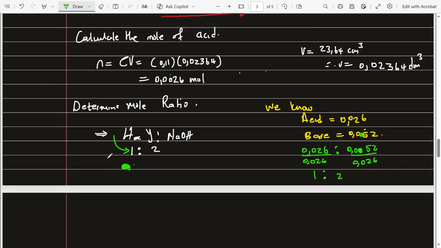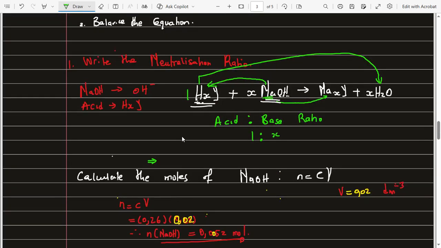Now you understand how I got the ratio of 1:2. So if the ratio is 1:2, what is this telling you? This tells you that x is 2. So the x in front of the sodium is 2. The ratio we said is 1:x. Now we have 1:2. So the x is 2. That's how easy the question is.